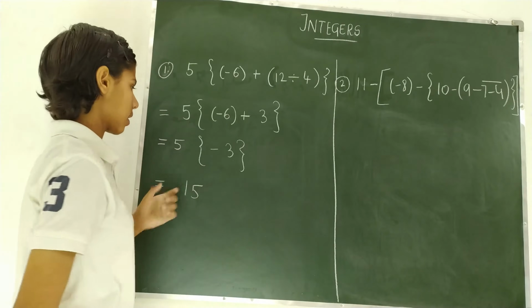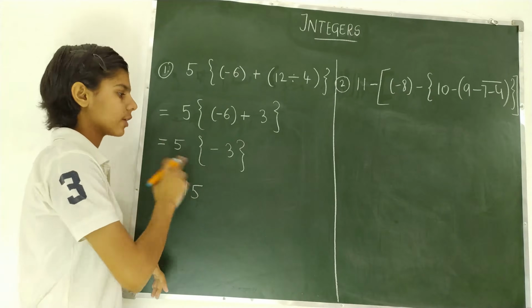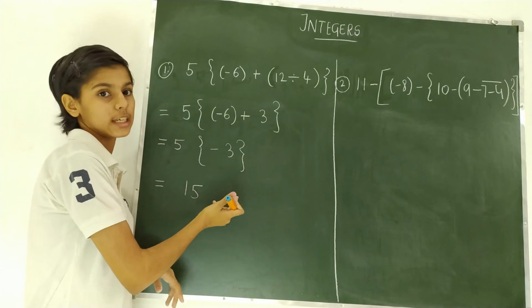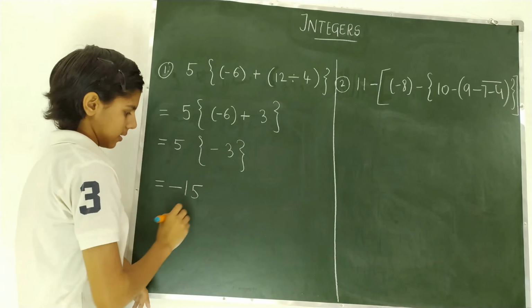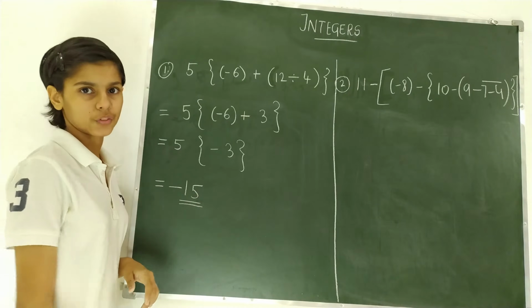And now the sign. You can see that they have different signs. One is positive, one is negative. So the answer will be minus. So the answer is minus 15.